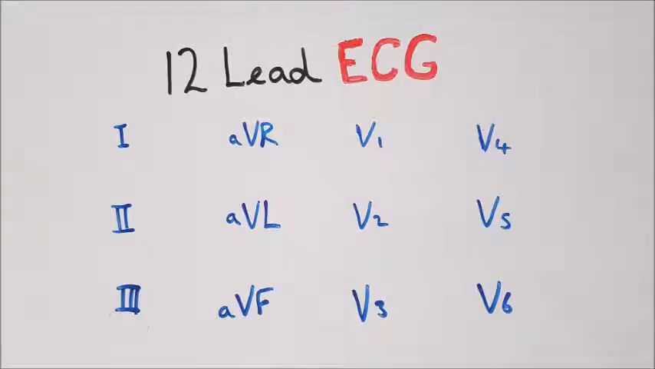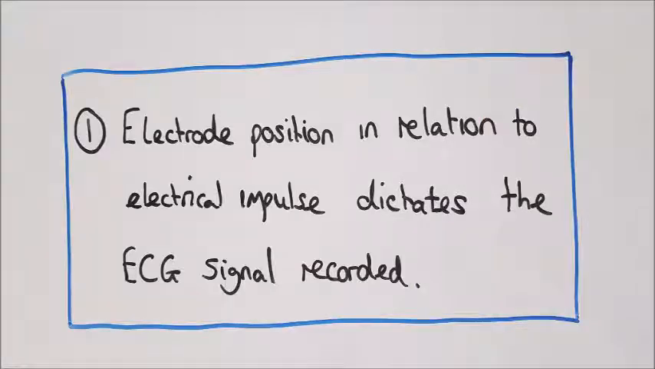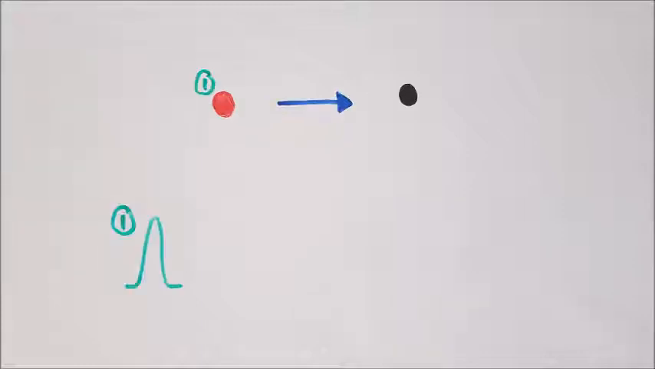So now we're going to go through how a 12-lead ECG works, and to do this I'll introduce two main concepts. The first is that the position of the electrodes in relation to the direction of the electrical impulse within the heart dictates the direction of the ECG signal recorded. So here we have two electrodes and the impulse is running in the same direction towards the black electrode. This will cause a positive deflection to be appreciated in the black electrode.